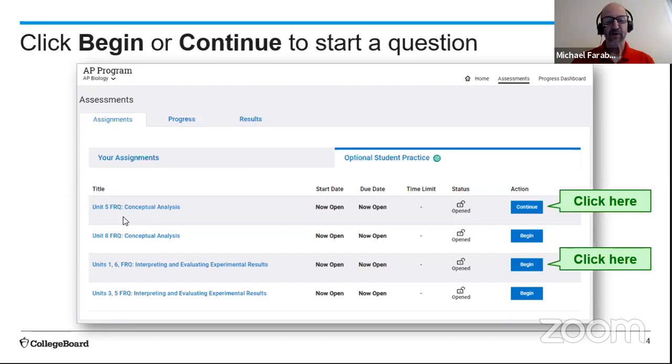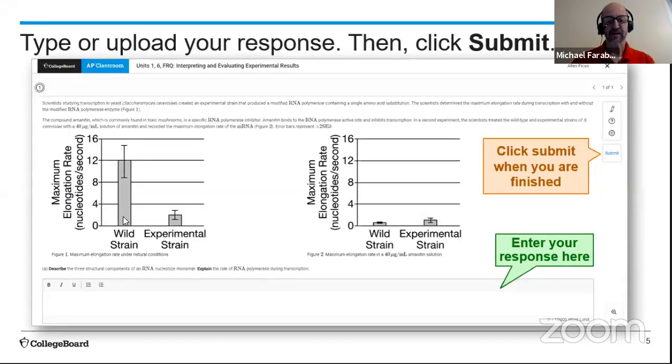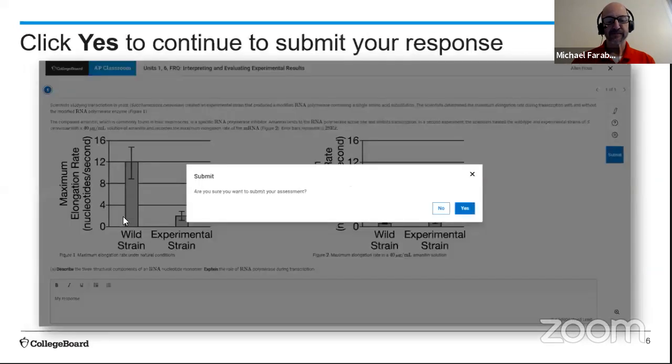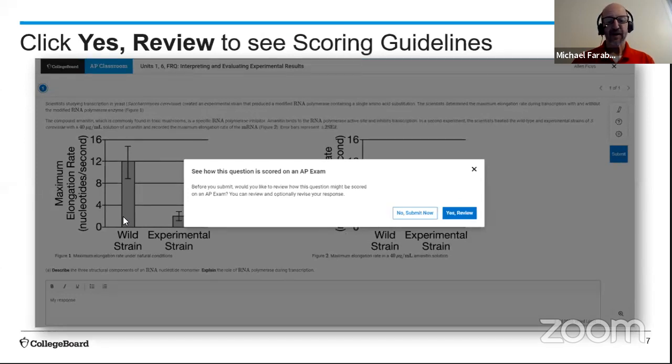So when you click on that particular one to begin the question, the FRQ, the free response question, then you can actually read the question, enter your response in the box, and then here's an interesting thing you can do for these optional AP practice questions. You can click submit, and once you click the submit button, it's going to respond. You say yes, but then a screen will come up saying, do you want to submit now, or would you like to review how this question might be scored on the AP exam? So you can actually click yes, review, to see the scoring guidelines.